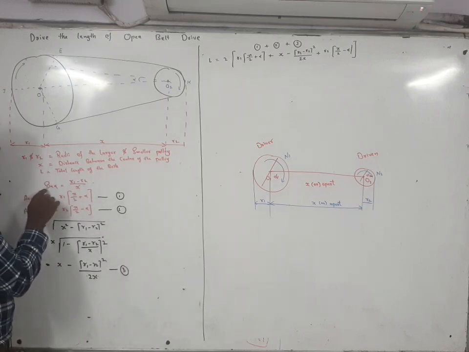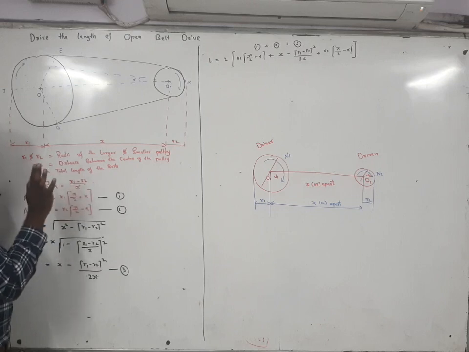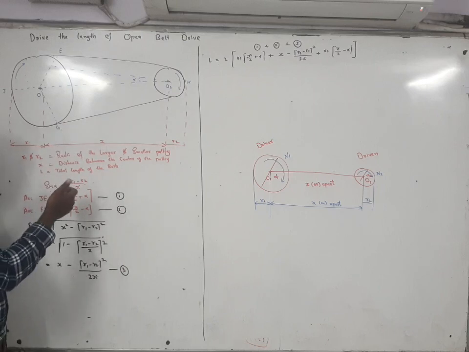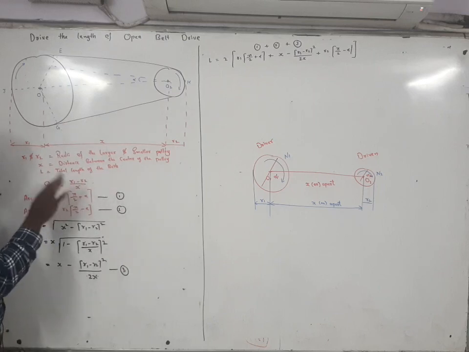So first, you have to remember sine alpha. Sine alpha is equal to R1 minus R2 by X. You have to learn this by heart, or with the help of derivation you will get this. So better to remember this one: sine alpha is equal to (R1 minus R2) by X.